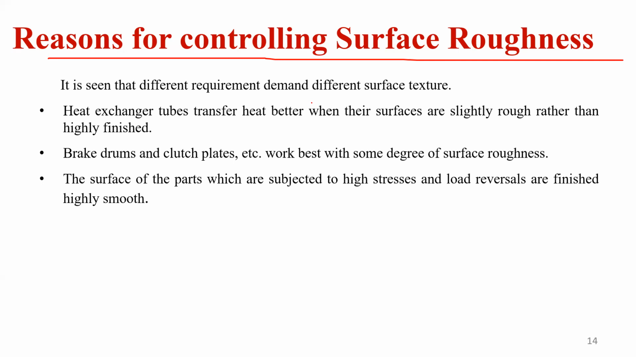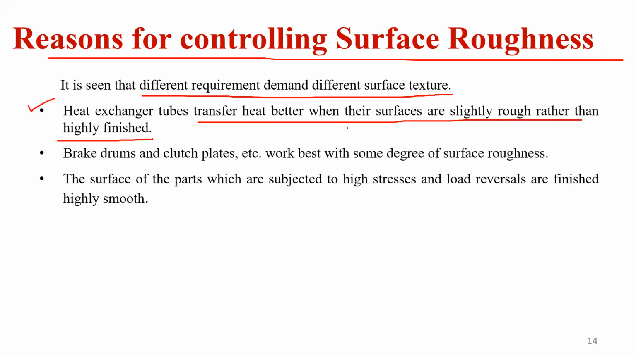So why do we need to control the surface roughness? Because different applications demand different surface texture. Suppose you consider heat exchanger tubes. In order to transfer the heat better, the surfaces should be slightly rougher than highly finished surfaces. As the surface is rough, the surface area increases, so more heat transfer takes place. So in heat exchanger applications, we need a considerable surface roughness.